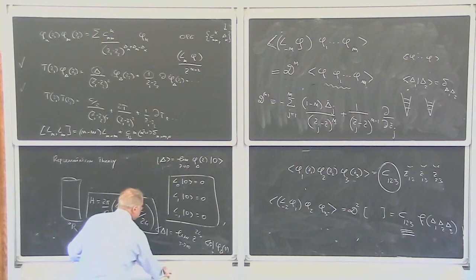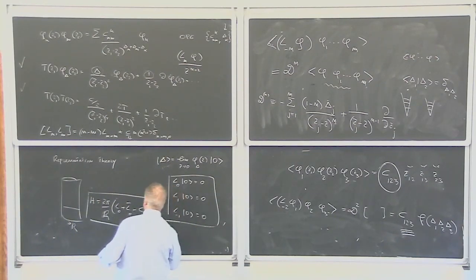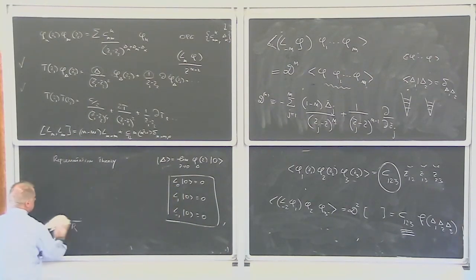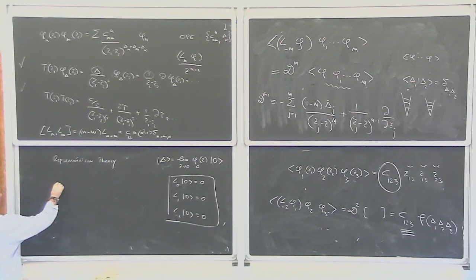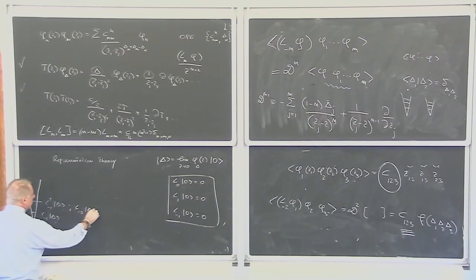So that being said, I define my Hilbert space of states. Now, I have the state given by delta. I have, once again, the same family as before. This is delta. This is L minus 1 delta. I have L minus 1 squared delta and L minus 2 delta, and so on and so forth.